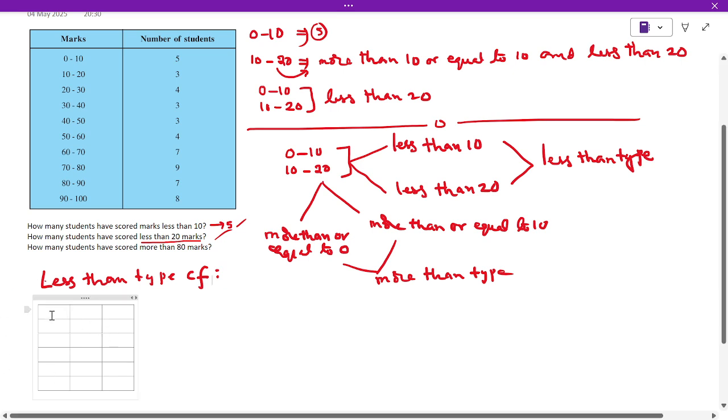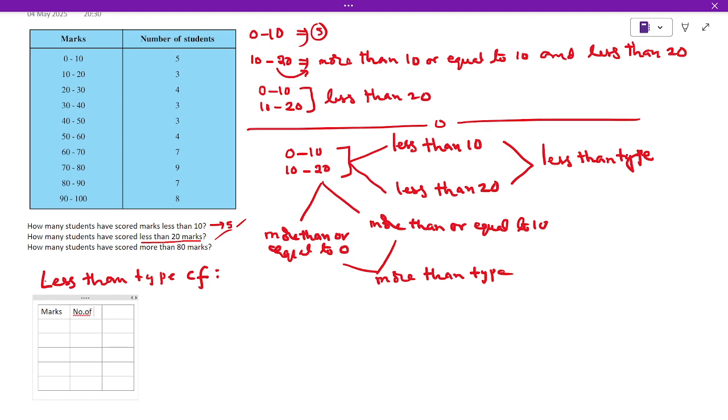So what I'm doing is I'm just writing the given information first. Marks it is given, and the number of students. Now here I will find the cumulative frequency. The number of students here is nothing but a frequency, right? So that is given. Very fast we'll write it: 0 to 10, 10 to 20, 20 to 30, 30 to 40, 40 to 50.